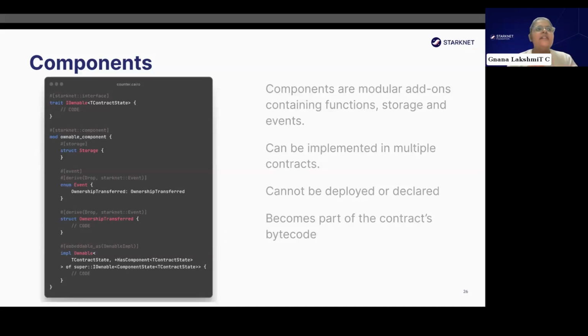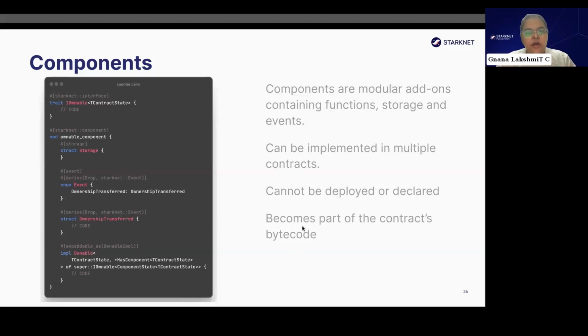So for example, think about an ownable contract, right? It is something which is very commonly used in Solidity, to check whether a particular contract address is actually the owner or not. So imagine that if you can publish that ownable contract as a component, you can use that component within your contract and call certain functionalities. So that's the whole point of components.